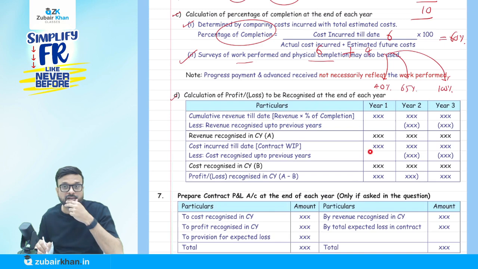Then here the cost incurred till date: as it is the first year, we have not recognized any cost earlier, so we are not going to deduct anything. So here, the total cost recognized. Now the profit is revenue minus cost, and that is the profit for the first year.